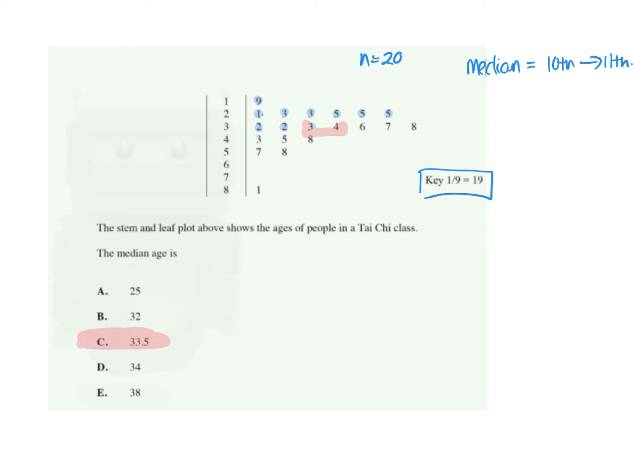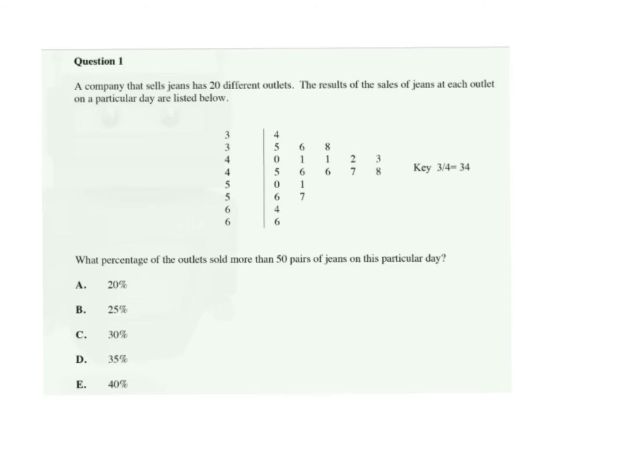C. Okay, the company sells jeans at 20 different outlets. So this one was nice. It's told us we've got 20 leaves. And the results of the outlet are shown. What percentage of outlets sold more than 50 pairs of jeans in a particular day? So if you've got 50, it says more than 50. So we've got 1, 2, 3, 4, we've got 5 days out of the 20.